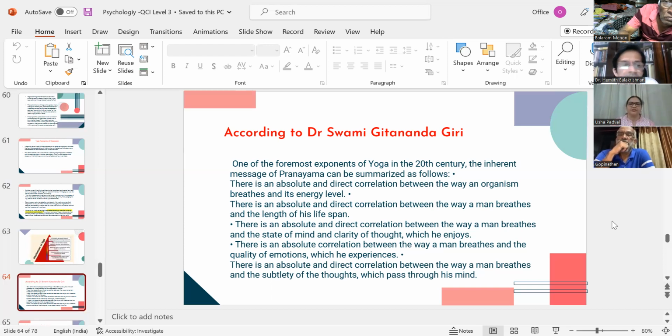And all the lobes, they say diaphragm, intercostal and all, are actually for purpose, a single structure. The lower part is known as diaphragm, the middle part as intercostal and the upper part as clavicle. So in order for us to use the total, we say diaphragmatic breathing. Because we are not using the breath fully, the bottom part is not utilized. Otherwise, it is a single structure. So there is an absolute and direct correlation between the way a man breathes and the length of his lifespan.